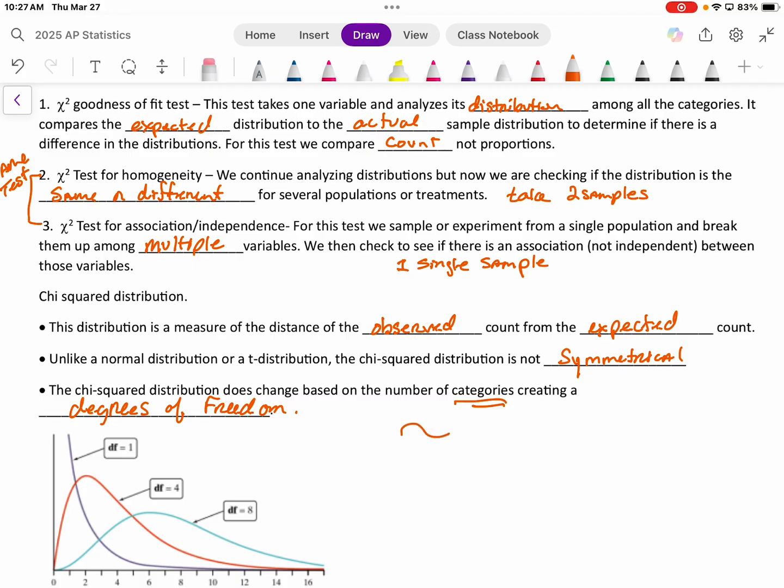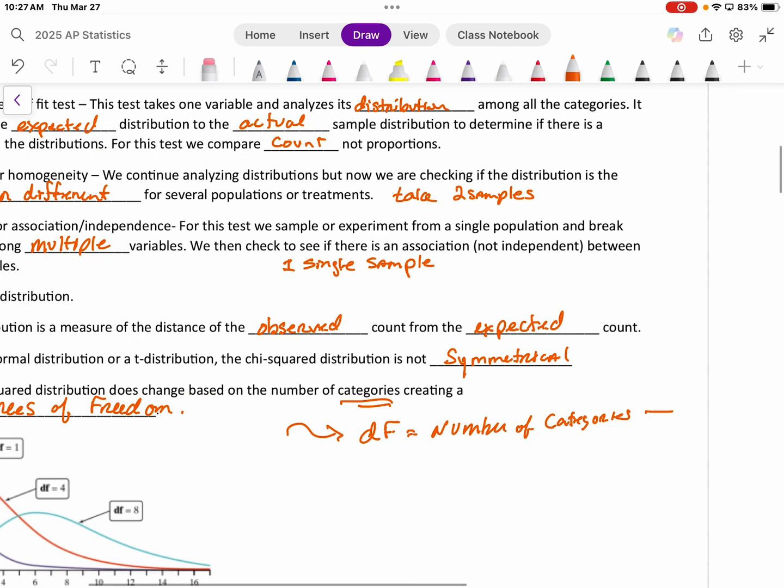And again, if you want to make a little note down here, degrees of freedom is equal to the number of categories, and then it's minus some number. There are times when we're going to be subtracting 1, and sometimes we're going to be subtracting 2. That's why I have a generic number sign there, because it's not like the degrees of freedom with a t-distribution, where we just subtracted 1 from our sample size.